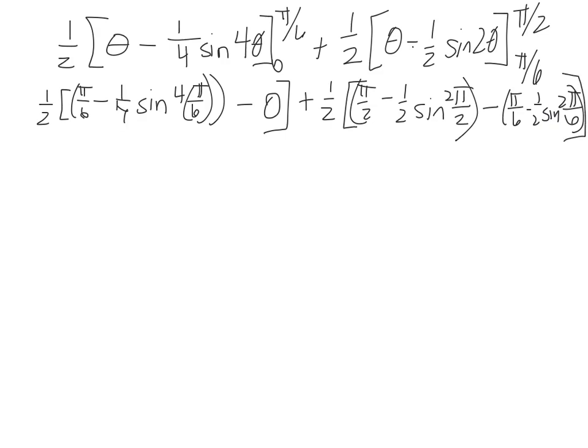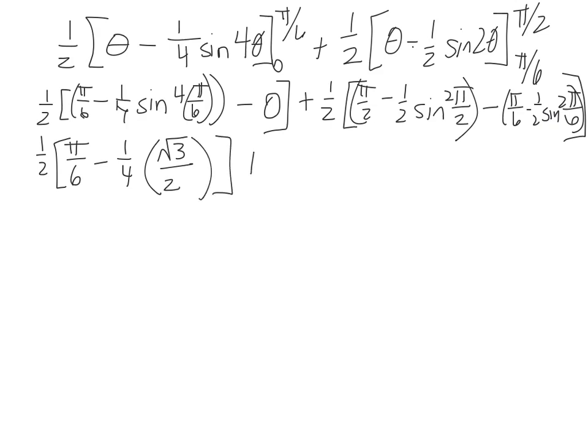Okay, so we're going to plug and chug, do some arithmetic here. 1/2 of pi over 6 minus 1/4. The sine of 4 pi over 6 would be the same thing. That fraction simplifies to 2 pi over 3. The sine of 2 pi over 3 from our unit circle is square root of 3 over 2, and we don't need a minus 0, plus 1/2 of this will be pi over 2. Let's see, the sine of 2 pi over 2 would be the same thing as the sine of just pi. And the sine of pi is 0, so that's going to be minus 0 there.